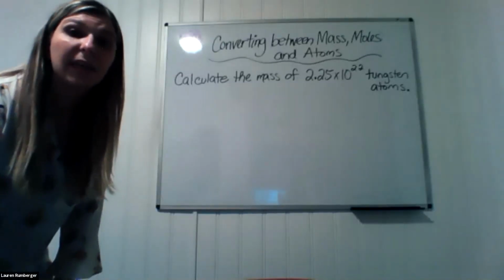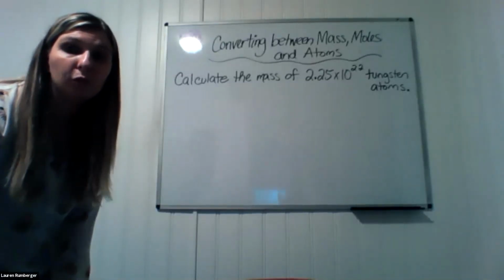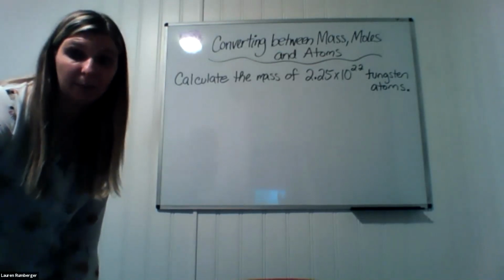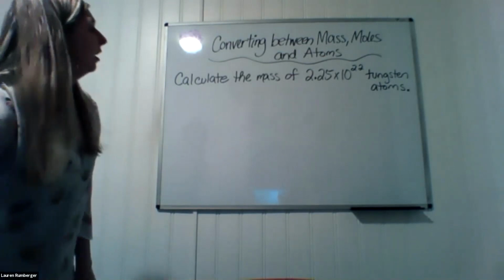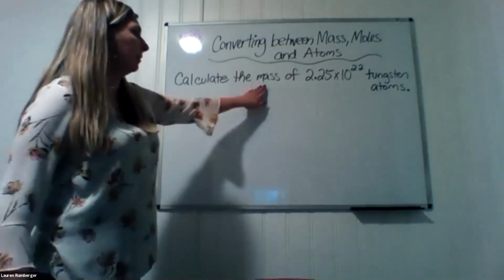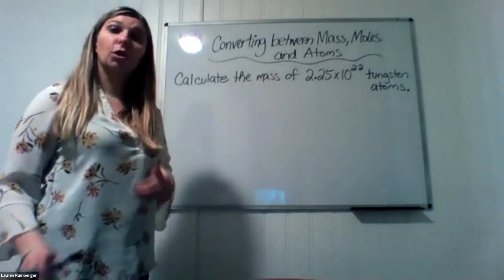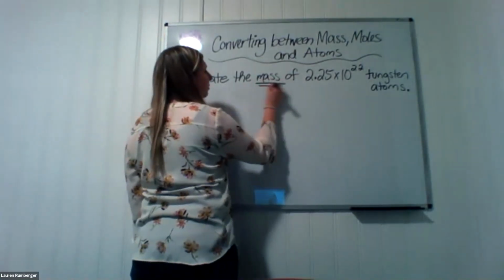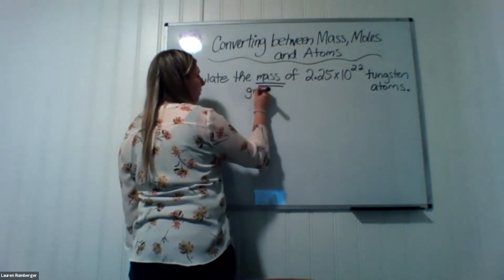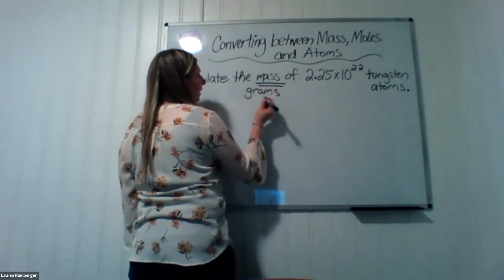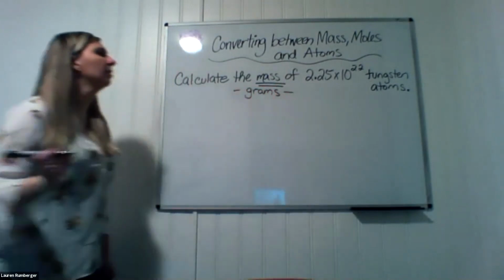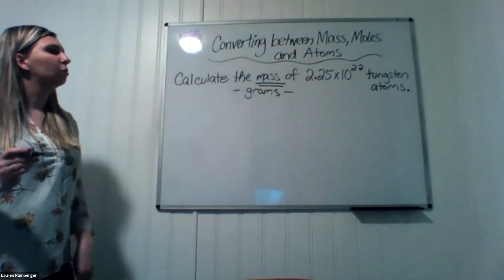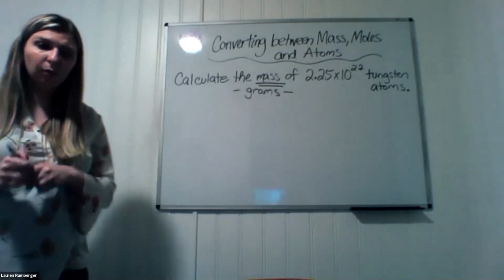This problem states, calculate the mass of 2.25 times 10 to the 22nd tungsten atoms. Whenever we see mass, mass is always going to be in units of grams. So when you see mass, what this means is that you're going to be converting to grams. Now in this problem, we're looking to take our given value.